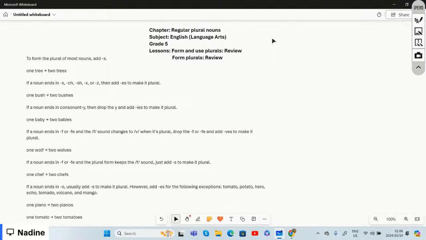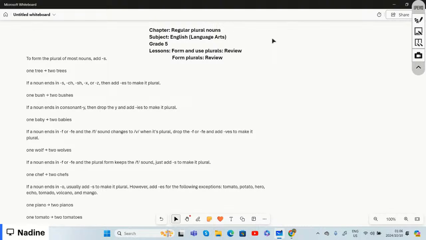So when it comes to our regular plural nouns, right? We said that we need to add something in order to show the plural form of that noun. And we see that with most nouns, we add an S.